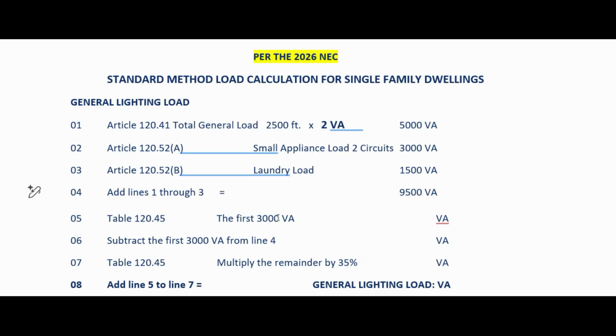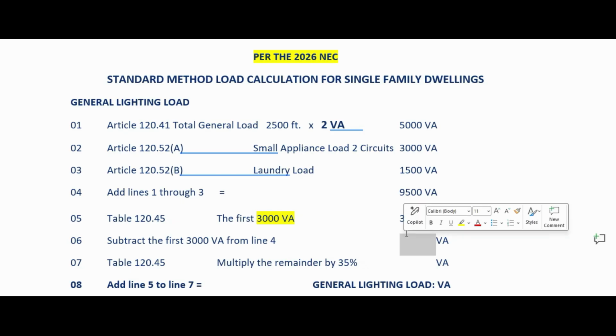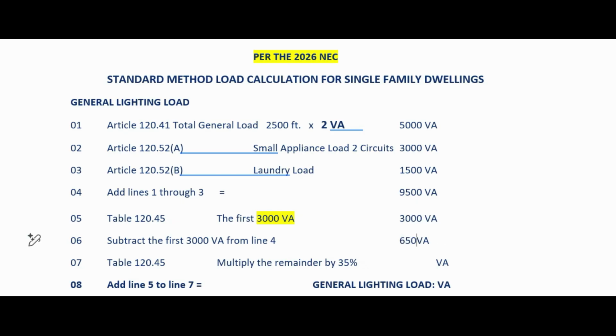Now, this is where it gets interesting. Notice here where it says 3,000 VA. The first 3,000 VA is calculated at 100%. So we're going to type it onto the line here also. So that's our 3,000 VA. Now it says subtract the first 3,000 VA from line 4. So that's going to be 9,500 minus 3,000. That gives us a total of 6,500.